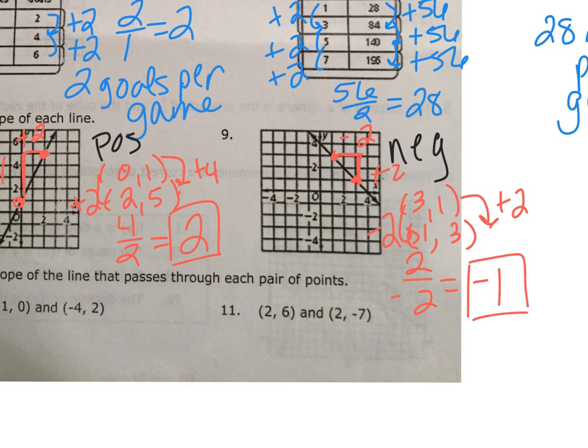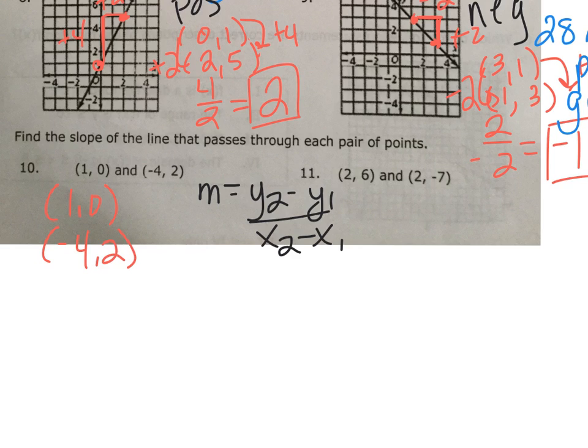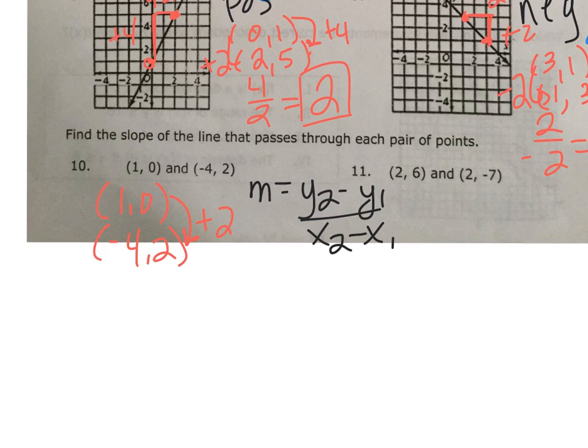Okay, now the 2 points. I need to use my slope formula, which was on your reference chart. Well, you could make these into a little table if you wanted to. You could say 1, 0, negative 4, 2. That's plus 2. To get from 1 to negative 4, you subtract 5.